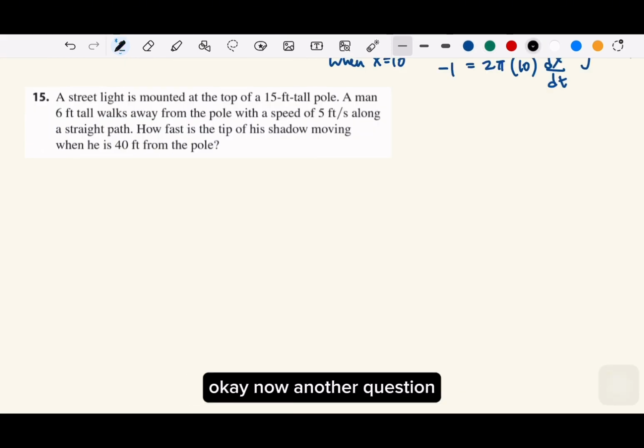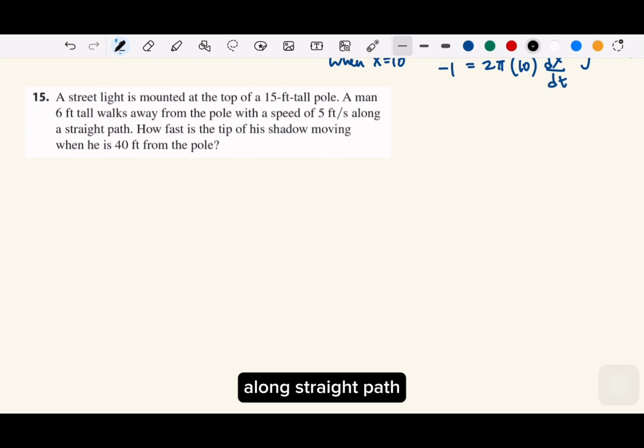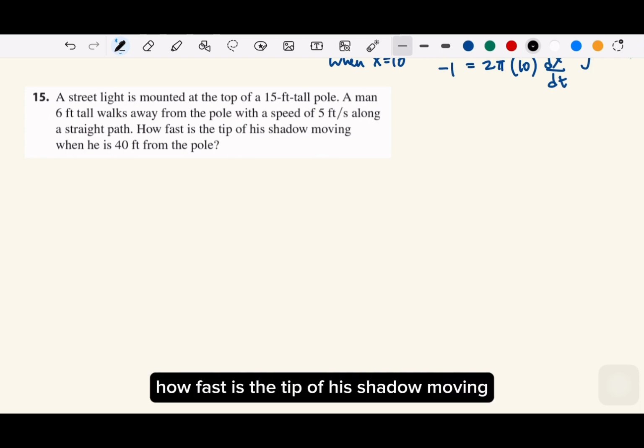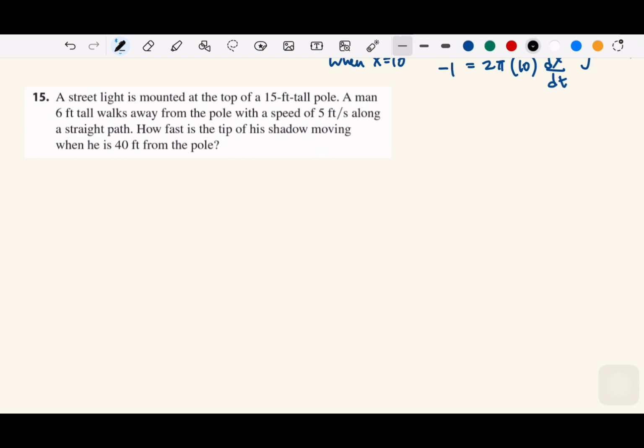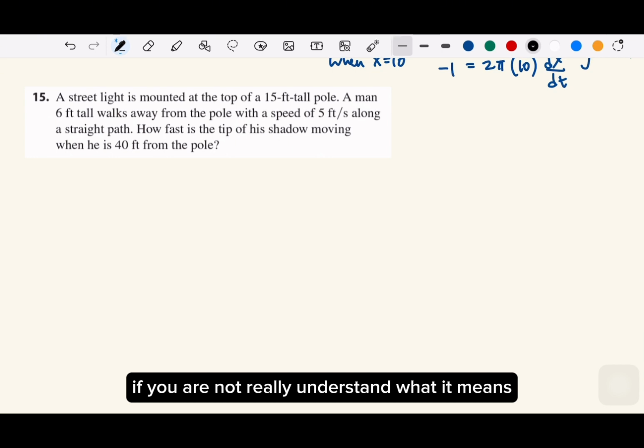Okay, now another question. A street light is mounted at the top of a 15 feet tall pole, and a man 6 feet tall walks away from the pole with a speed of 5 feet per second along a straight path. How fast is the tip of his shadow moving when he is 40 feet from the pole? So it's kind of interesting. If you don't really understand what it means, we can start by drawing a diagram.